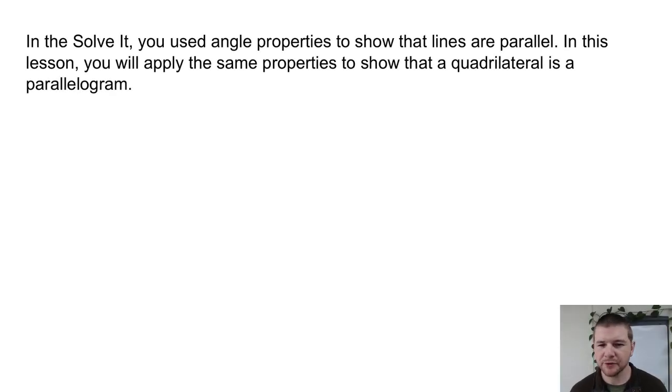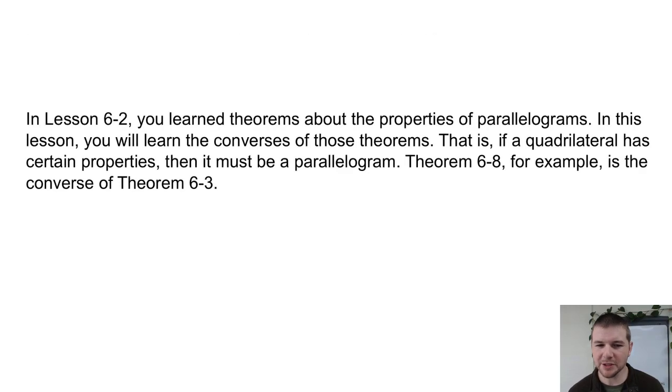In the previous lesson, you used angle properties to show that lines are parallel. In this lesson, you will apply the same properties to show that a quadrilateral is a parallelogram. In Lesson 6.2, you learned theorems about the properties of parallelograms. In this lesson, you will learn the converses of those theorems. That is, if a quadrilateral has certain properties, then it must be a parallelogram.